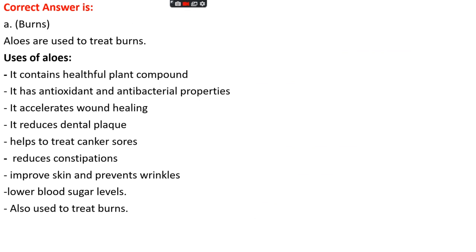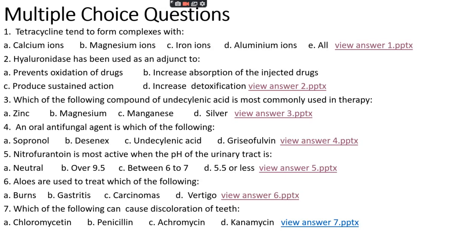Aloe is used to treat burns. Here are the uses of aloe. First, it contains healthful plant compounds. Second, aloe has antioxidant and antibacterial properties. Aloe accelerates wound healing. Aloe reduces dental plaque. Aloe helps to treat canker sores. Aloe reduces constipation. Aloe improves skin and also prevents wrinkles. Aloe lowers blood pressure and blood sugar levels too. Aloe is also used to treat burns.